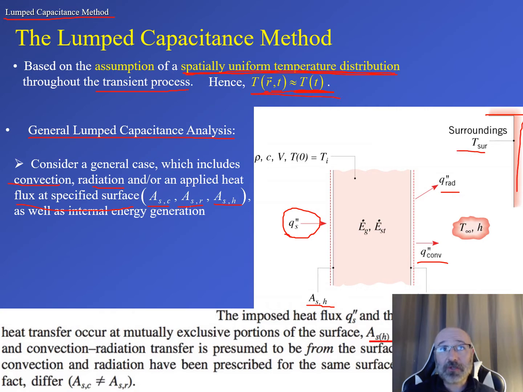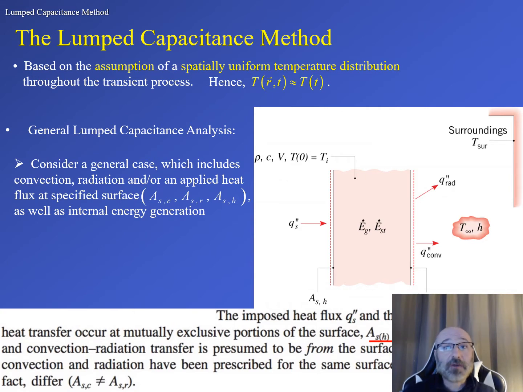Here's the temperature of our surroundings there. And for our material right here, we can see we have a rho, C, V, and an initial temperature T of 0 equal to T sub i right there. And we have our E sub G dot and our stored energy term, E sub ST dot, right there.